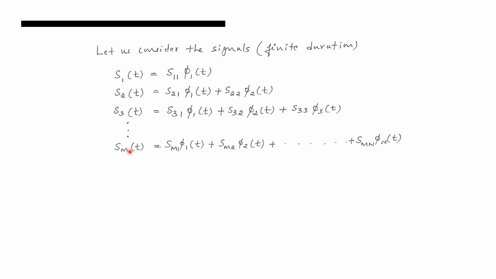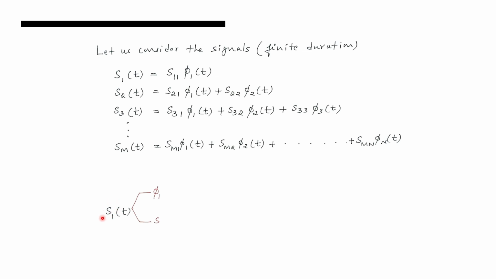Similarly, the mth signal, where i is equal to 1, 2, 3 up to m, varies from top to bottom here. The mth signal is represented by this equation: Sm1 phi 1 of t plus Sm2 phi 2 of t up to the last term Smn phi n of t. Here i is varying from top to bottom, that is 1 to m, whereas j is varying from left to right, that is 1 to n.